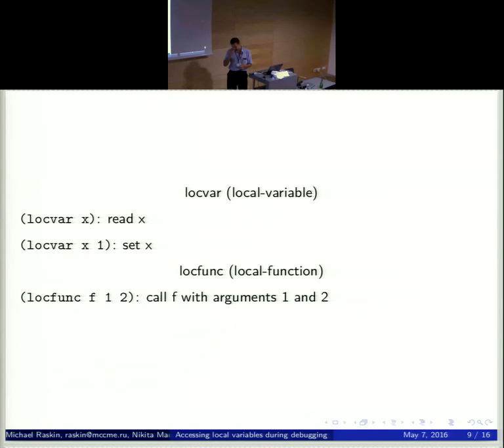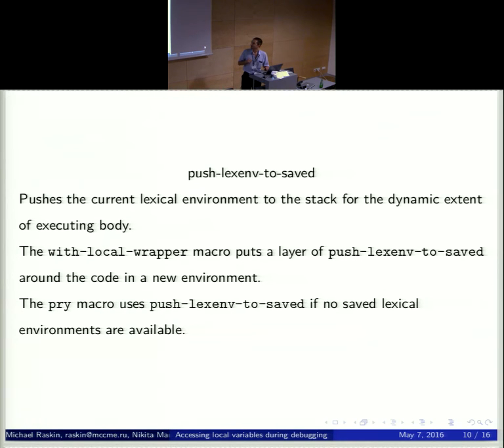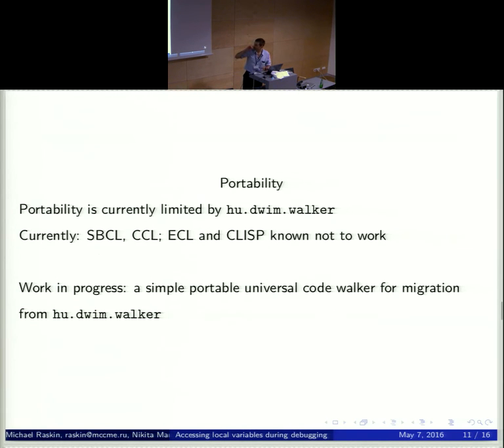You actually can access the variables just by their names in the Pry session, but if you want to play safe, you can always use locvar, or local variable. These are just aliases: locvar x to read x, and locvar with an optional parameter to modify the binding. And they also can call local functions with arbitrary arguments. This is the explanation about this. When do we push that? We can manually insert these, or you can let the code walker insert them everywhere.